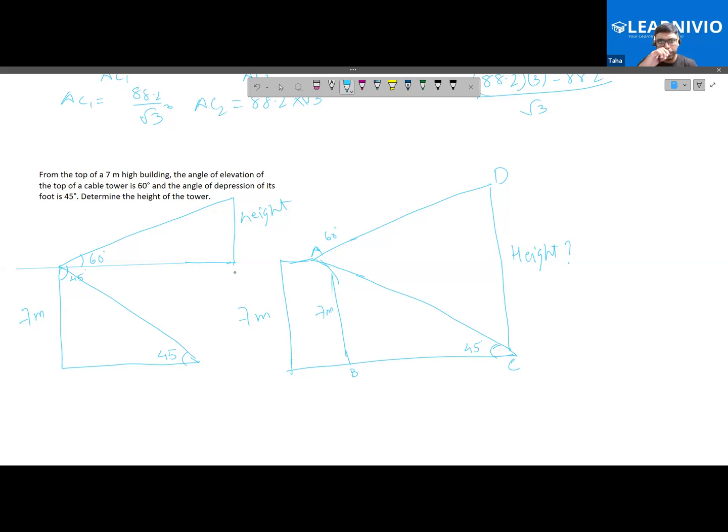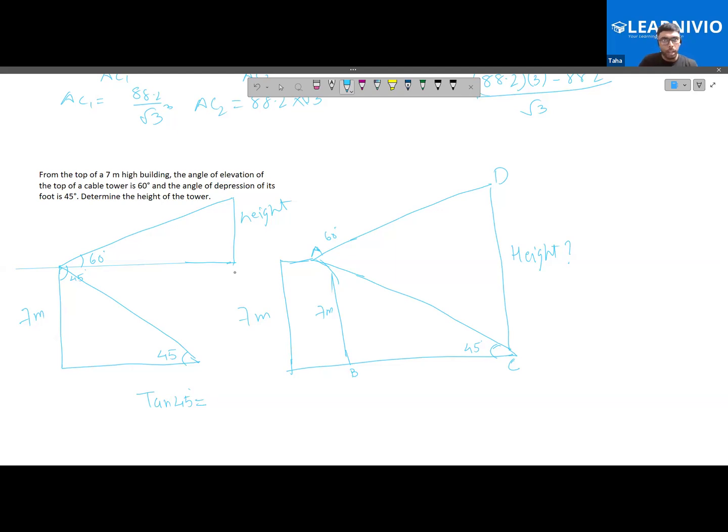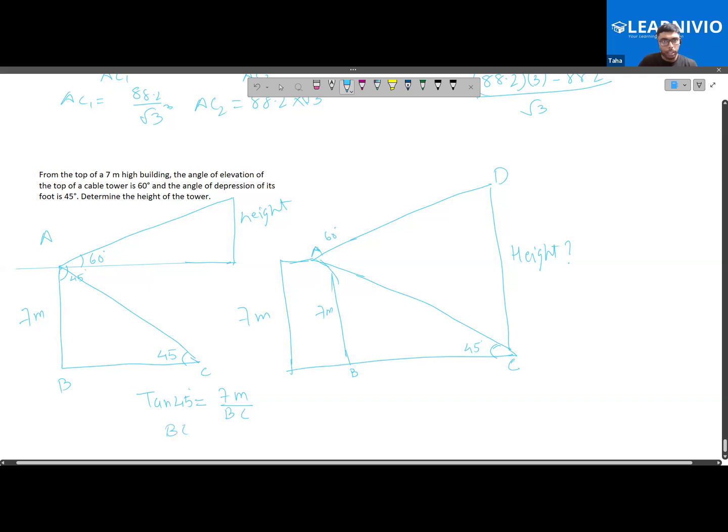Does it make sense? Yeah, let's try that. If we have tan 45 degrees here, we would have the base of the building. Let us see how far it is. Since tan 45 is 1, 1 = 7 meters by BC. So BC would be 7 meters. Okay, so the building is 7 meters away.